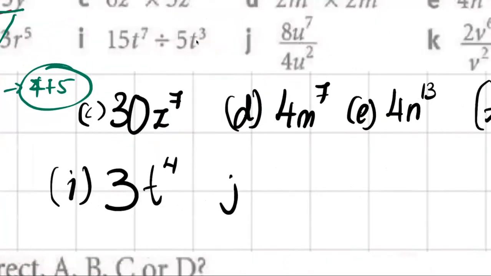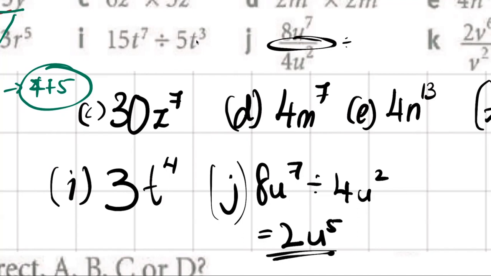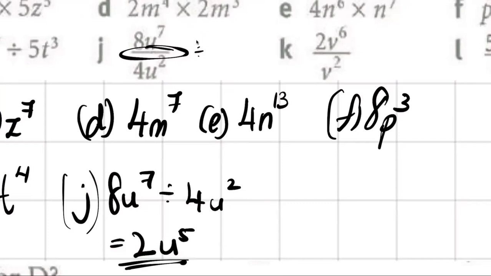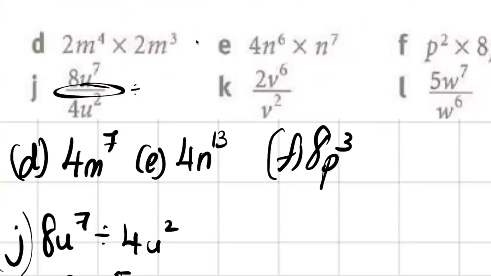Let's look at J. Okay, this represents division. So if you're uncomfortable with the fraction itself, you can just change it to division, rewrite it to make yourself comfortable in solving it. Then 8 divided by 4 is 2. u to the power 7 divided by u to the power 2 is u to the power 5. I myself prefer doing it in terms of fraction, but if you don't like it, you can do it in terms of division this way. It's the same thing. If you want to do it in terms of fraction, what I would suggest is that you see if it's possible to just subtract the numbers here.